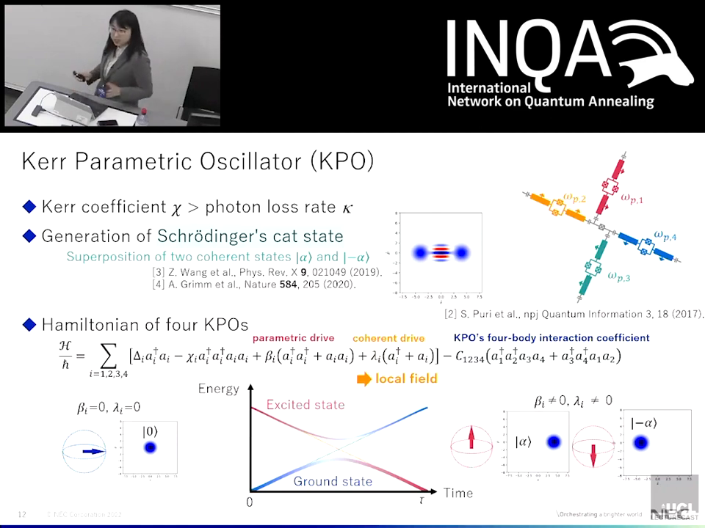I mentioned that the oscillation phase is limited to two values, and each state corresponds to a coherent state. And in the case of KPO, the superposition state of these two coherent states, or Schrödinger's cat state, can be generated. A coherent state is an eigenstate of the annihilation operator, and it's tolerant to photon loss. Here, I show the Hamiltonian of 4 JPOs connected with a single Josephson junction.